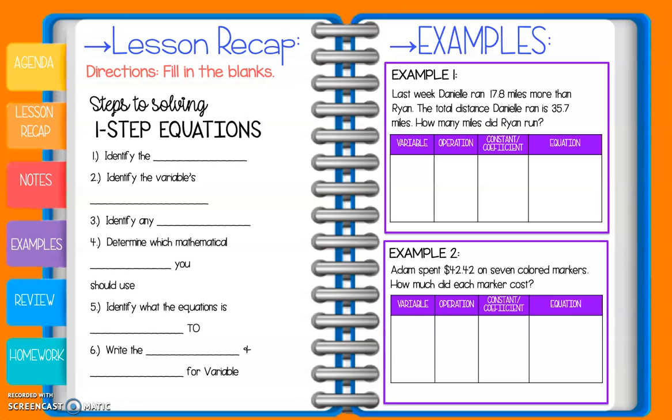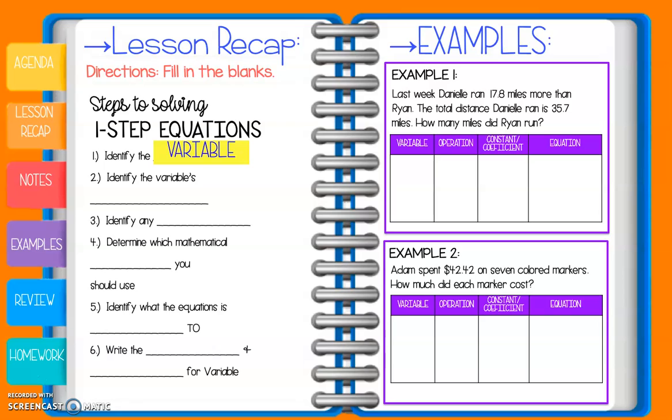Right, guys, today we worked on real world one-step equations. So some steps that we need to think about as we're writing and solving our one-step equation from real world problems. First thing you need to do is identify the variable. So as we're reading our problem, we've got to figure out what we don't know. What is the unknown here? And then label that variable based on something that's in our problem.